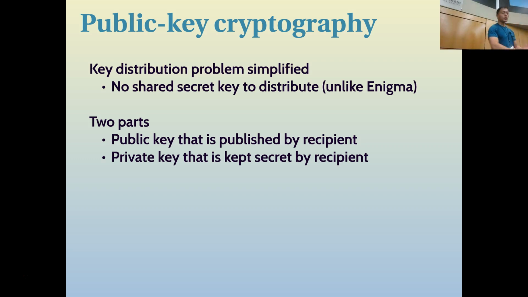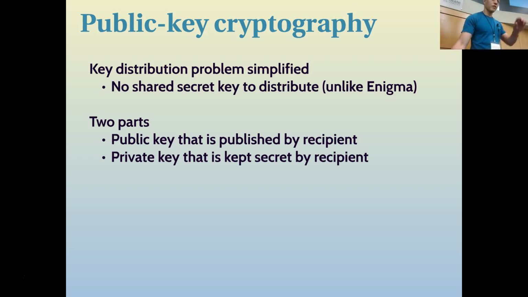Okay? So there are two parts. There is a public key that you broadcast everywhere. Everyone knows this public key. And the special thing about this public key is that when someone uses it to encrypt a message, the private key associated with that is the only thing that can decrypt that message. And you keep that private key secret. And that's how it works.